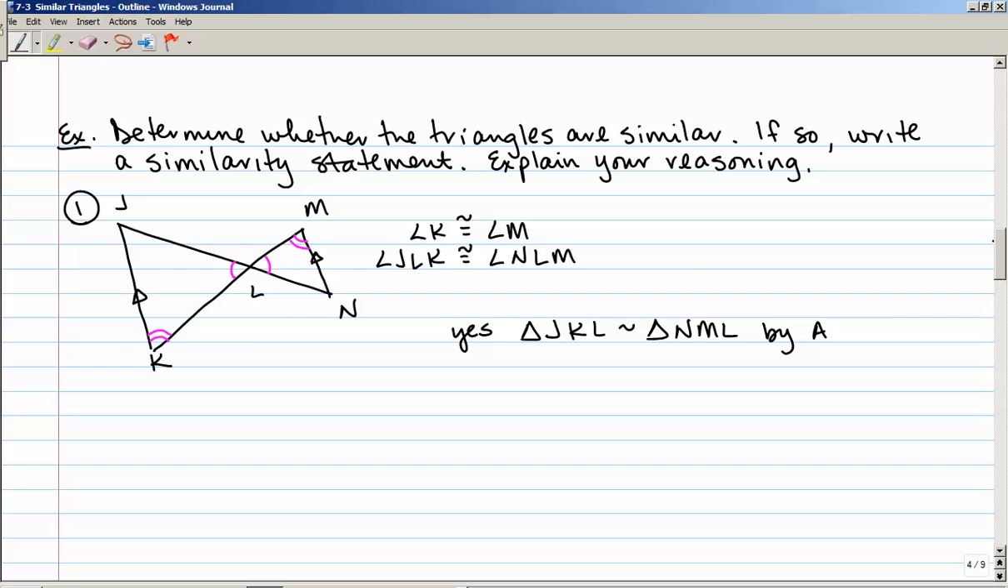By the AA similarity. Because two angles of one triangle are congruent to two angles of another triangle, therefore I can say the two triangles are similar.